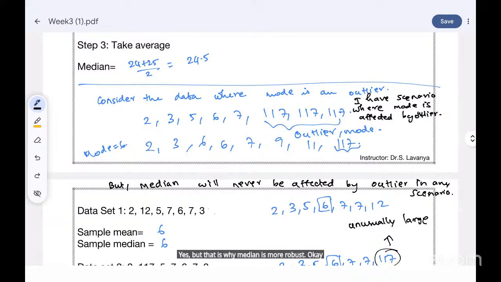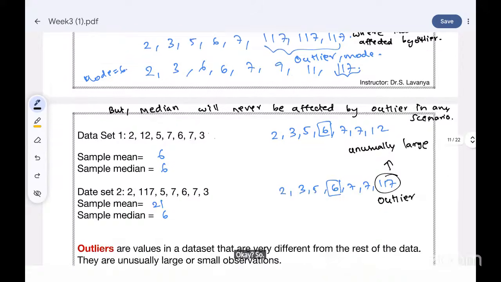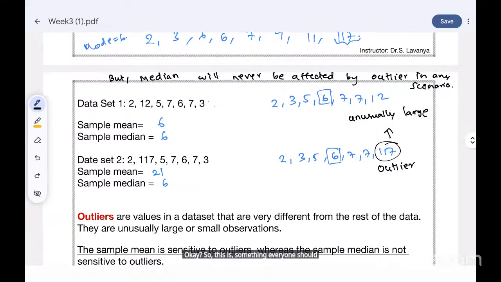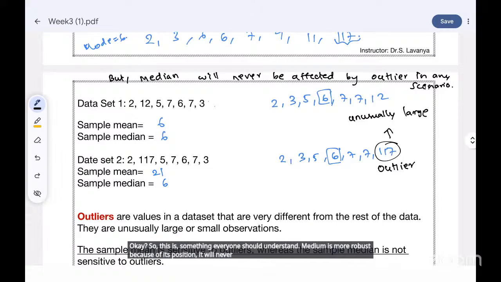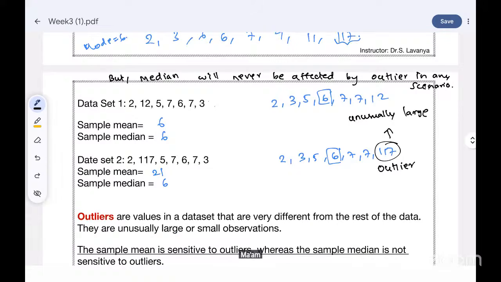Do you understand the difference now? Okay, so this is something everyone should understand. Median is more robust because of its position. It will never be affected by an outlier. Ma'am, in the question that I sent, if there is a comparison, then it should be less affected, not least. Correct, I think that is the correct statement. I agree.